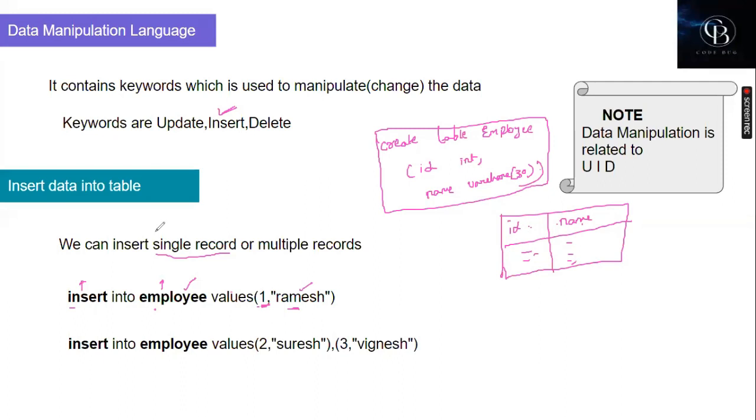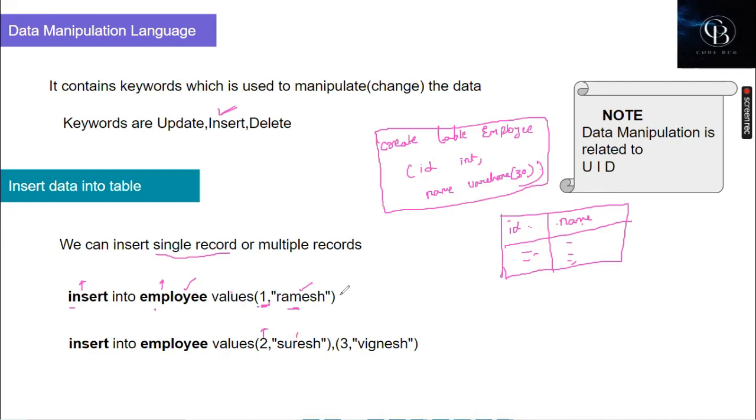Insert again, same thing. Insert into employee values of 1 Ramesh, 2 Suresh. If you execute the first query, it will insert 1 Ramesh; one person's data is inserted. Next, the second query: insert into employee values of, this is one person's data and this is one more person's data. We are inserting two people's data.